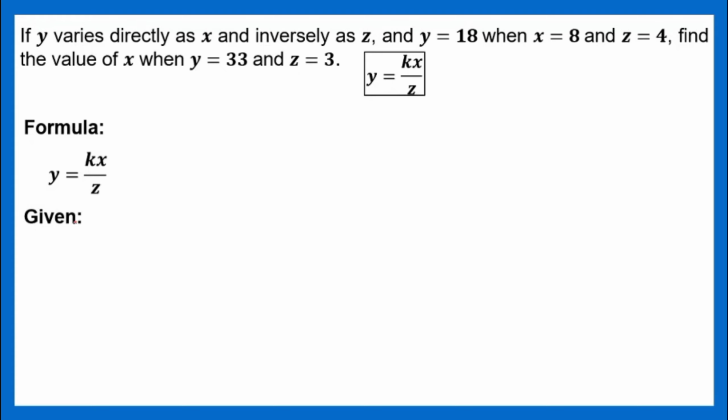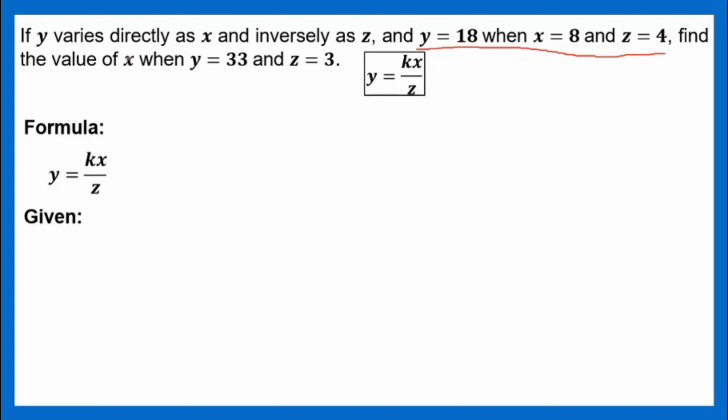Then after that, given tayo. So again, eto muna ang gagamitin natin. Diretso na tayo sa pagsasolve. Eto muna. Kasi nga po, kung gagamitin agad natin ito, di ba? Find the value of x when y is 3, z is 3. Or y is 33, z is 3. So, ang x ay unknown, unknown din yung k.